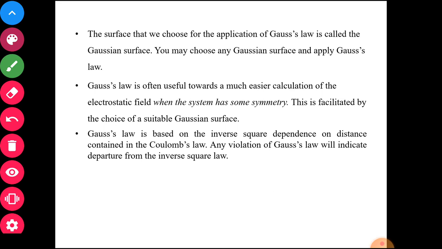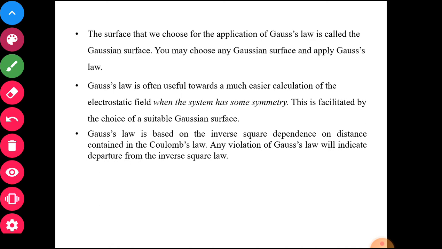The surface that we choose is known as the Gaussian surface. You can choose any arbitrary surface, but generally we choose a surface which is symmetric. Gauss law is often useful towards much easier calculation of electric field when the system has some symmetry. System having symmetry, then you can use this Gauss law for the calculation of electric field and the calculation becomes easy. This is facilitated by the choice of suitable Gaussian surface. So Gaussian surface you should choose so that its area is known, it is symmetric.